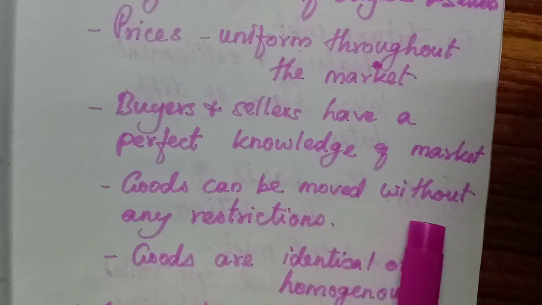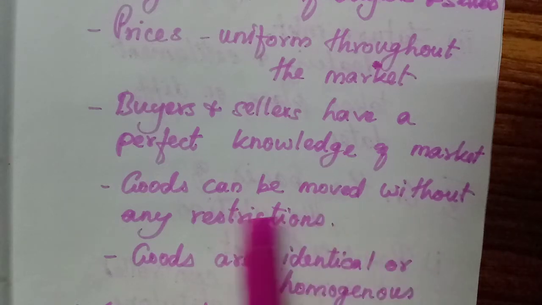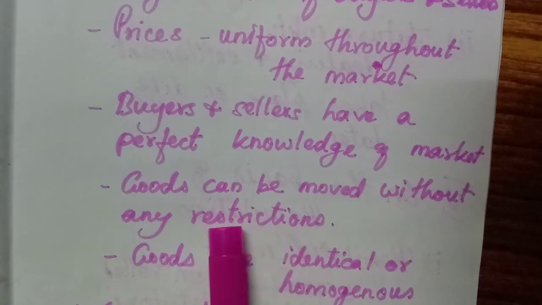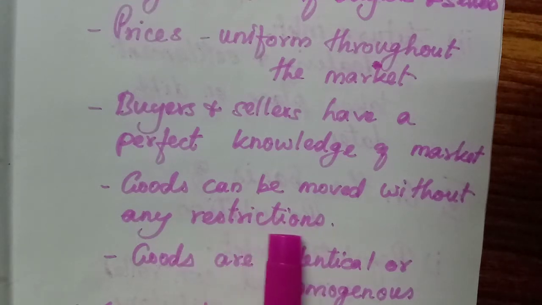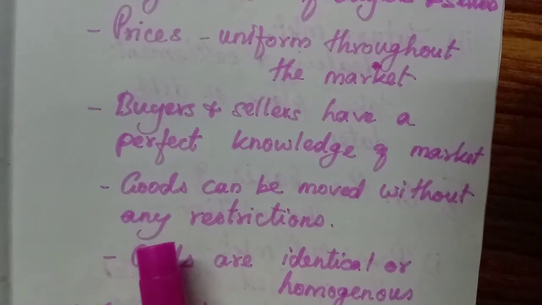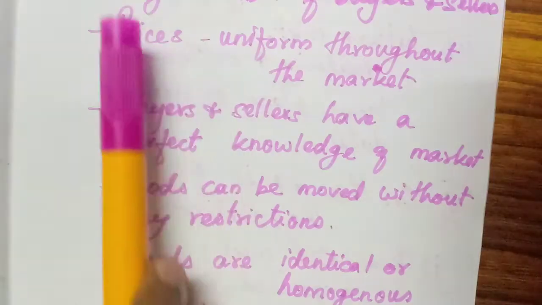Then goods can be moved in the market without any restrictions. There won't be any restrictions for the goods to be moved. Then the goods will be identical, the same product or homogeneous. The same type of products only will be there. That is called perfect market. Okay, 5 points.